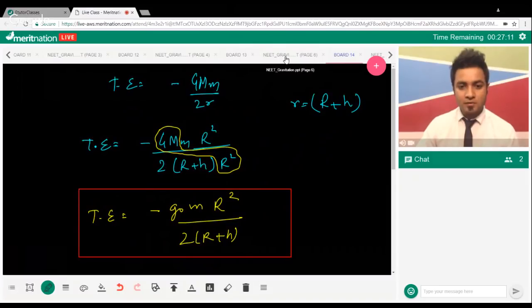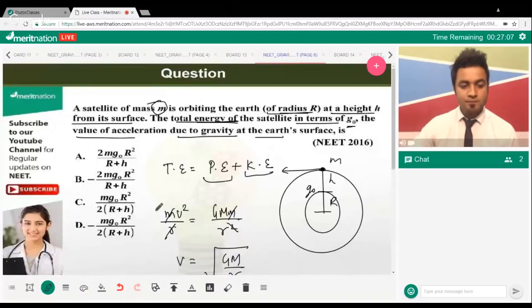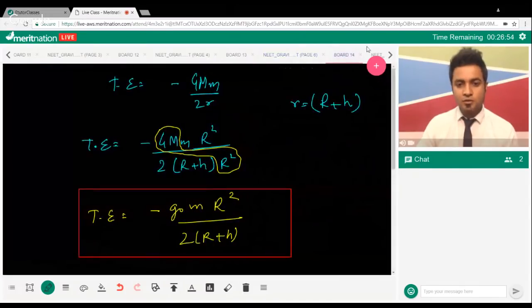So I guess we have an option here. See this one. So this is the total energy. This is how we are going to represent it, in this form. That's all, right? So that's all, guys. We have taken questions here.